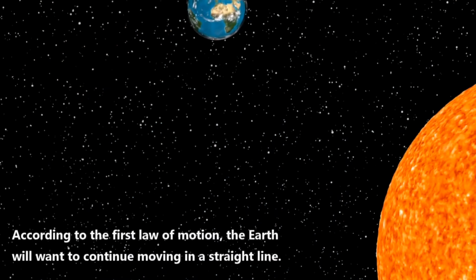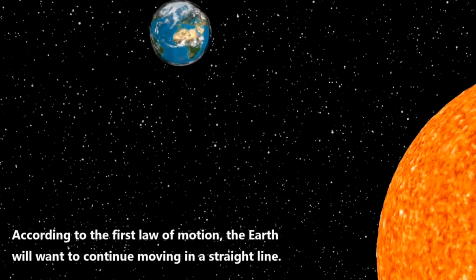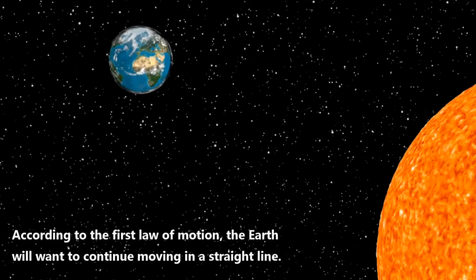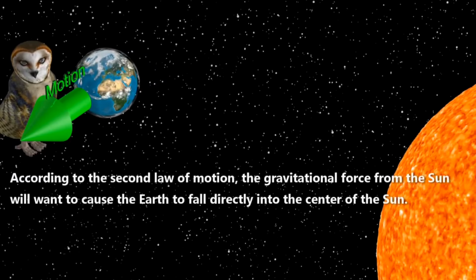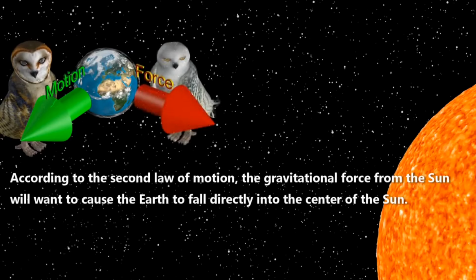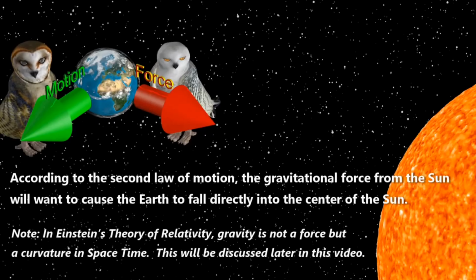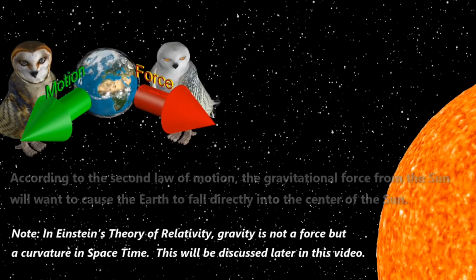According to the first law of motion, the Earth will want to continue moving in a straight line. According to the second law of motion, the gravitational force from the Sun will want to cause the Earth to fall directly into the center of the Sun. Note, in Einstein's theory of relativity, gravity is not a force but a curvature in space-time. This will be discussed later in this video.